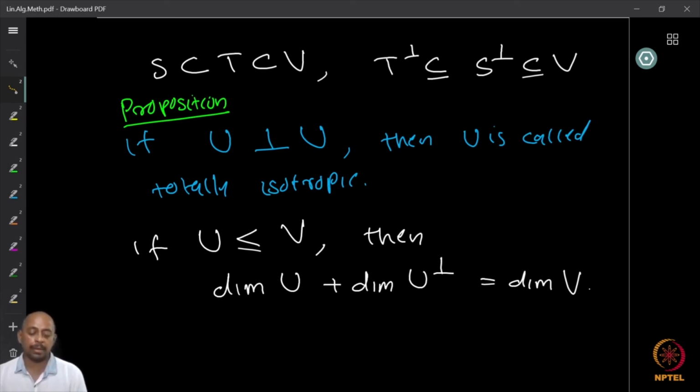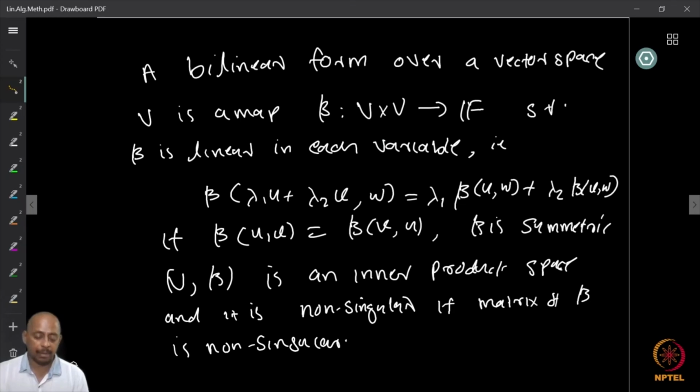So a subset of V is totally isotropic if it's perpendicular to itself. Now, if U is a subspace of V, then the dimension of U plus the dimension of U perp is equal to the dimension of V. This is another result. We will not prove it. Maybe we can show it. Let me see. Yeah, maybe not.